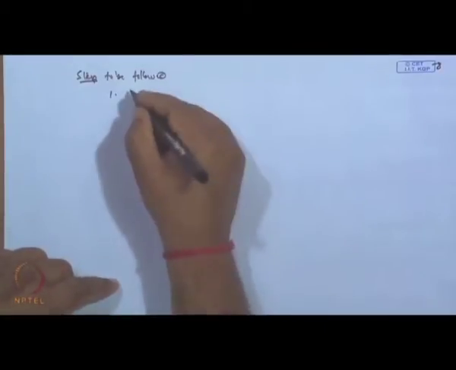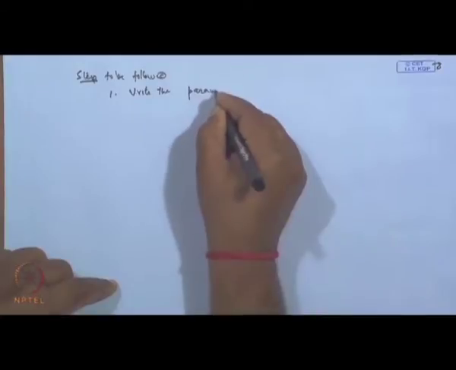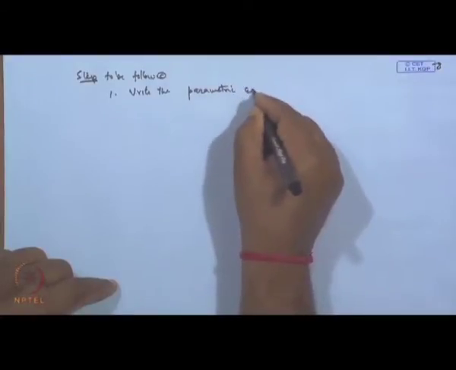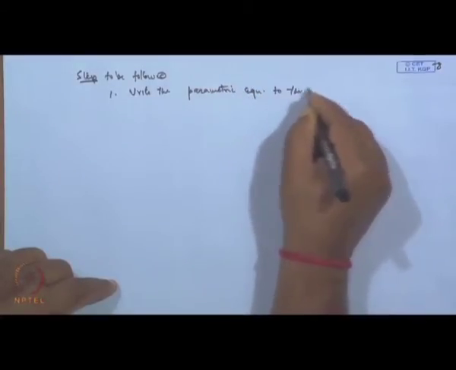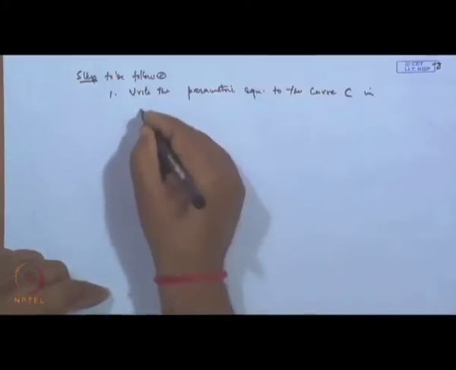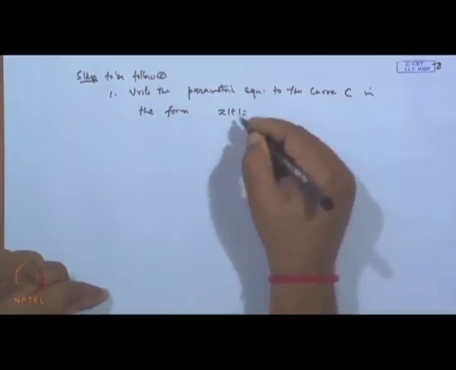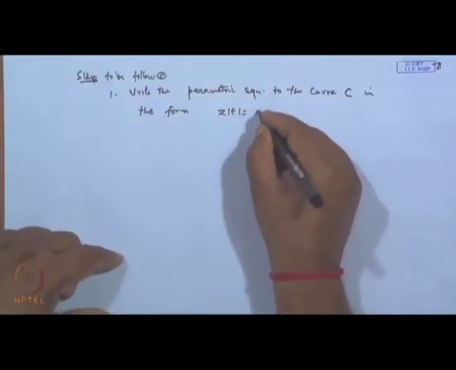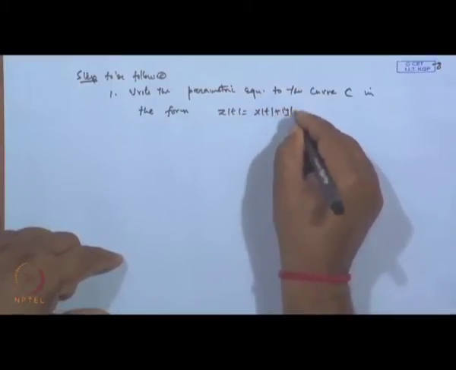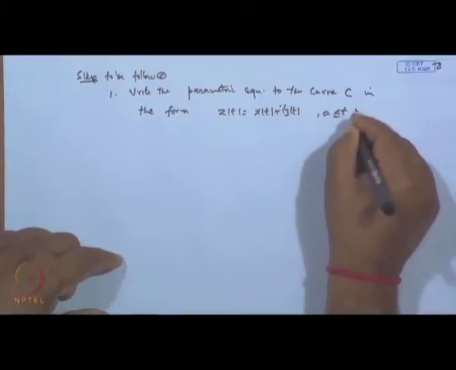Number one step is to write the parametric equation of the curve C. Write the parametric equation of the curve C in the form z(t) = x(t) + i y(t), where t varies from a to b.